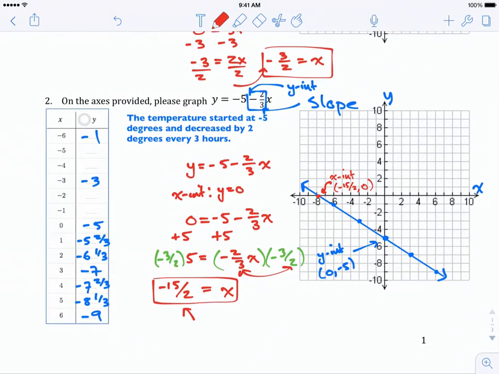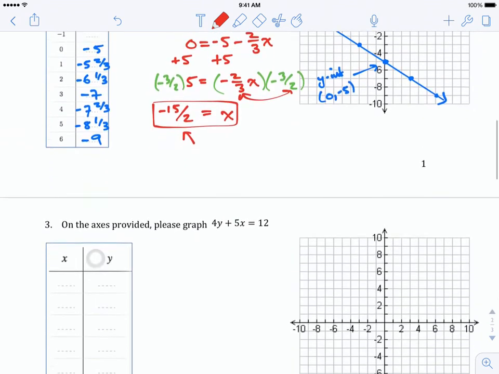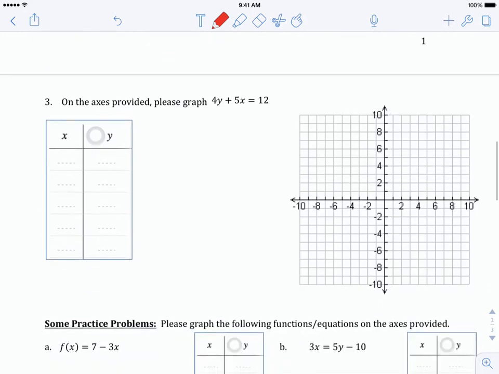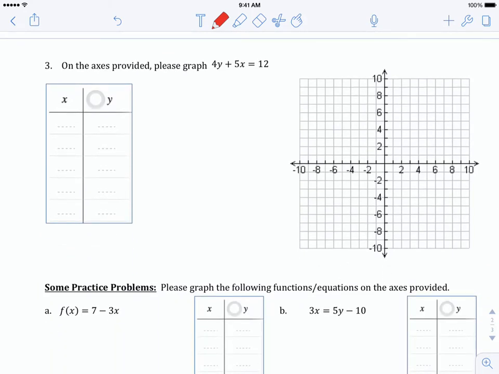Awesome. So once again, just showing the power of creating a story to go with an equation, which will help us create a table of values and our graph. So here we've got the equation 4y plus 5x equals 12. Now note, this is not in that very nice form before, right?